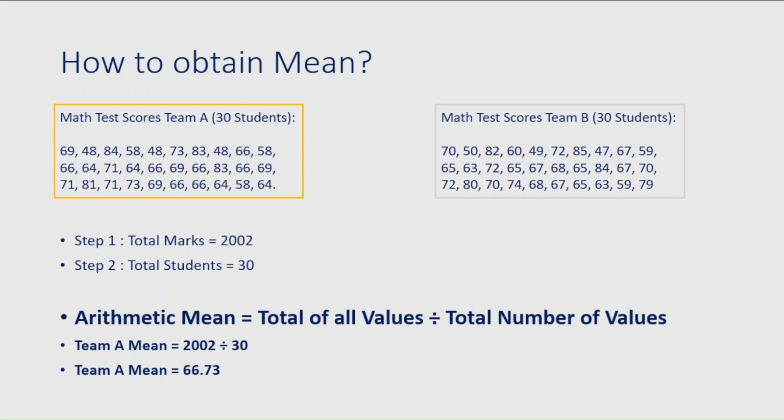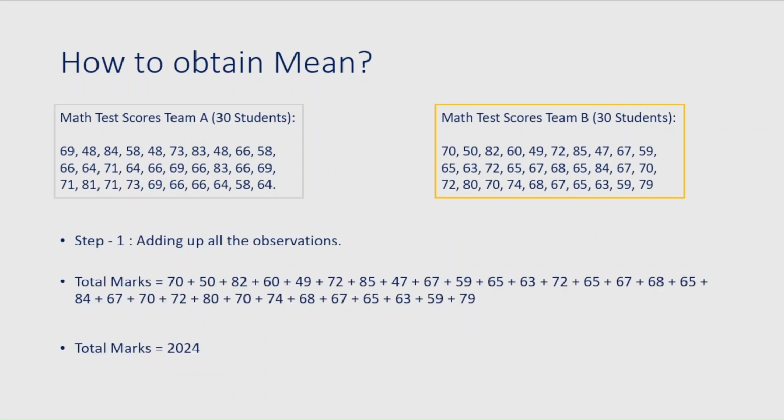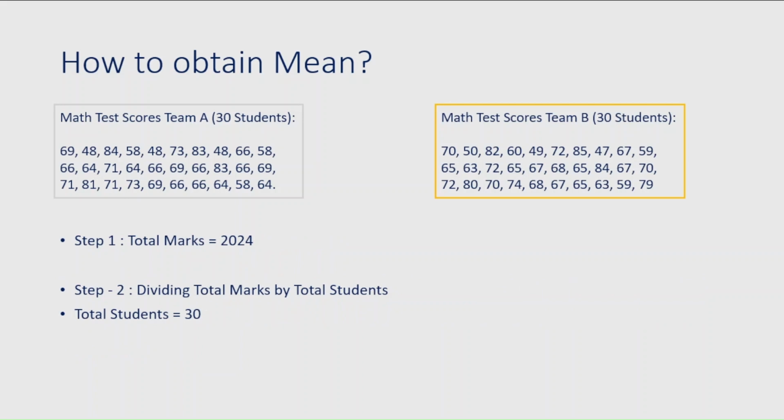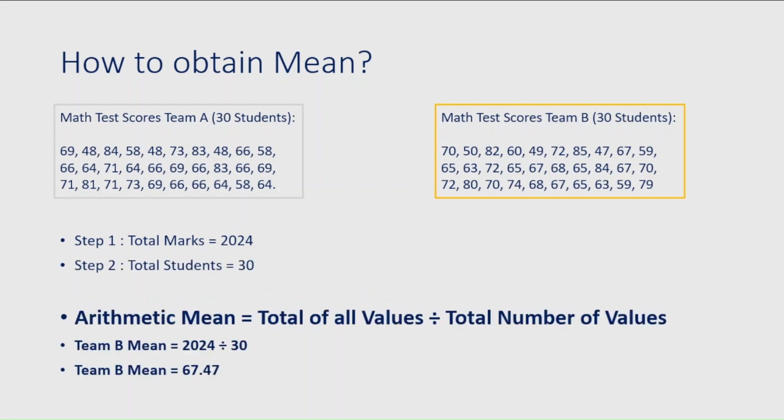Now we will do the same process for team B. If you want to do that on your own, pause the video and solve it and then continue. So the step 1 will remain the same. We will add up all the marks from team B and the total is 2024. The total number of students is 30 and when we put the values in formula, the mean for team B will be 2024 divided by 30, which is 67.47.